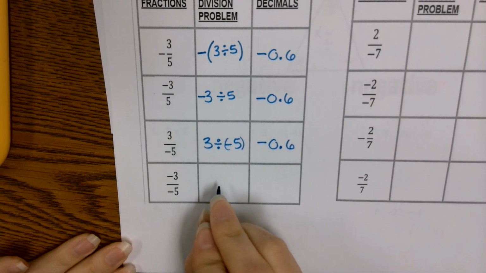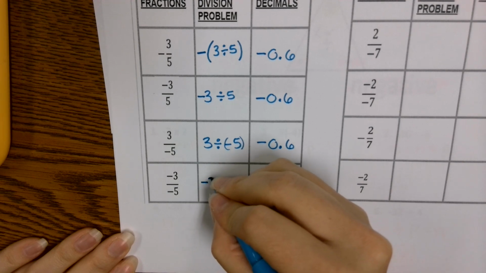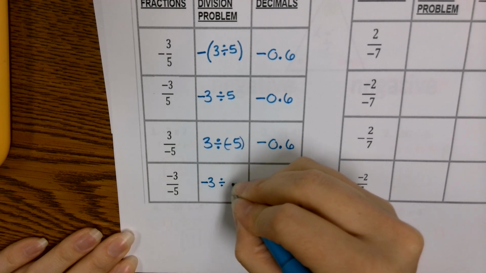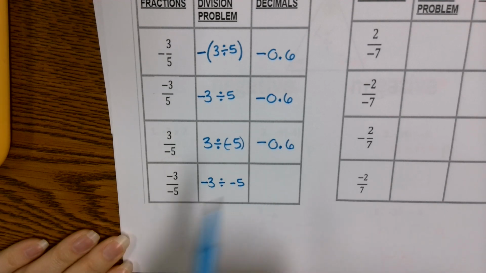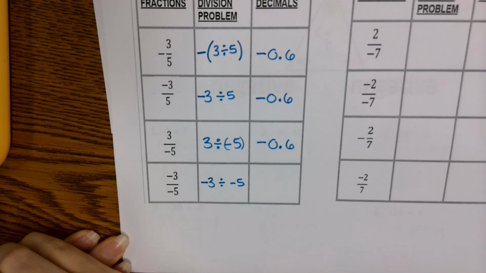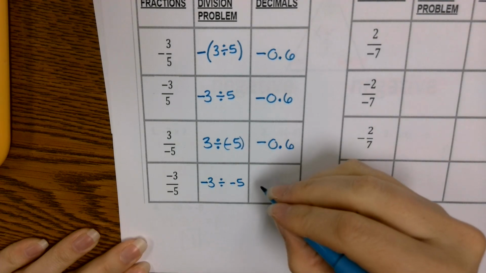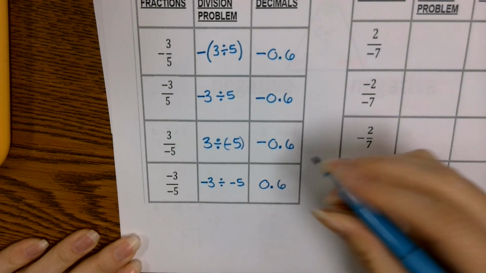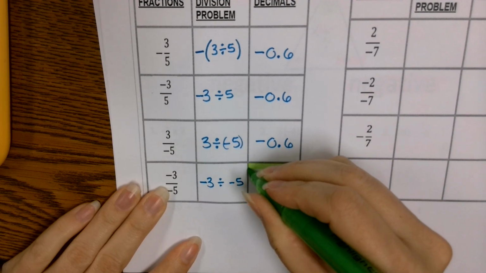Okay, for the last one we have a negative assigned to both of them. So if I do a negative 3 divided by a negative 5, am I still going to get negative 0.6? No. What is it going to become? 0.6, right? Positive 0.6. So the one that does not belong is right here.